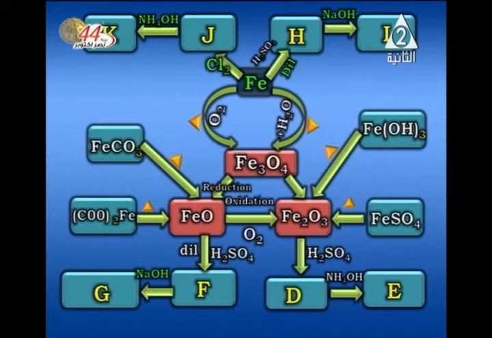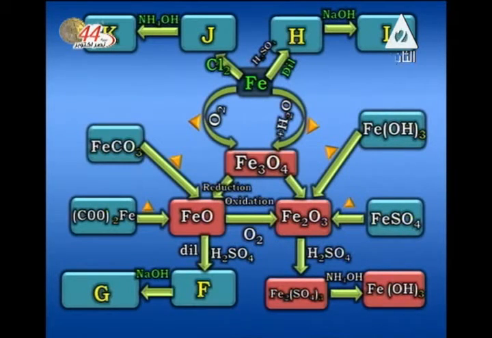Now looking at compound D. When iron 3 oxide reacts with sulfuric acid, it must give an iron 3 salt. It will be iron 3 sulfate. That on reaction with ammonium hydroxide, a double substitution reaction takes place, giving iron 3 hydroxide, which is a reddish brown precipitate.